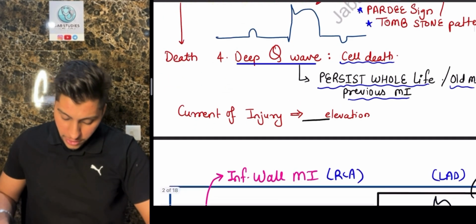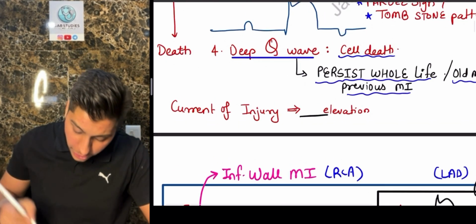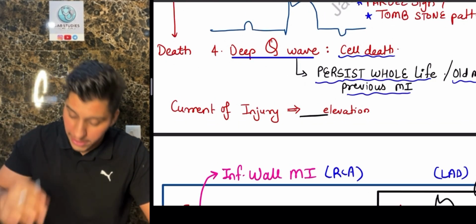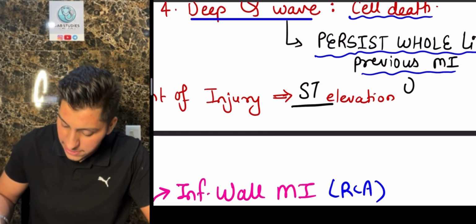Now, if you have a PYQ or a question with respect to MI, current of injury is demonstrated by what? It is demonstrated by ST elevation.